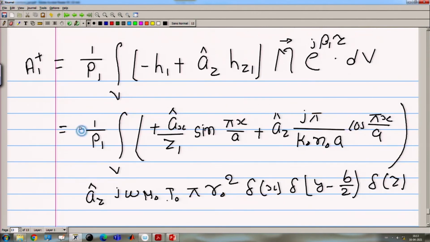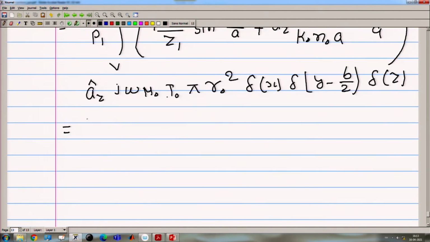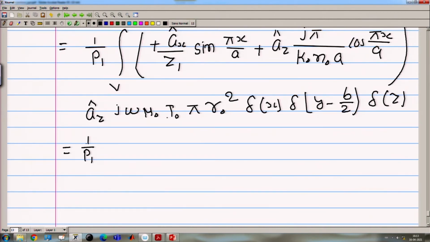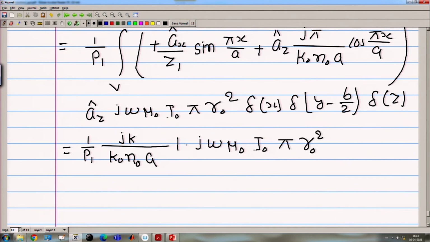because this is the second term, 1 by P1, equal to 1 upon P1, and this first term is 0. So, j pi upon k naught eta naught. So, this will be j pi divided by k naught eta naught a x is equal to 0, this will be 1 into j omega mu naught I naught pi r naught whole square. So, this will come, and b by 2, so there is no y term. So, this integration will be 1.